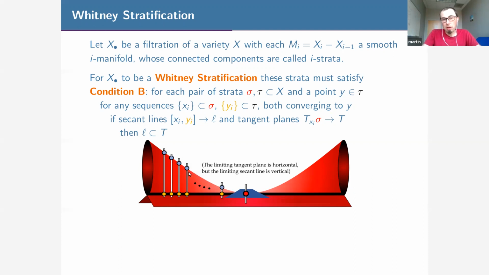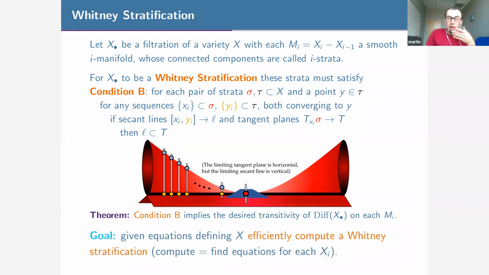In particular, for the blue sequence, the limiting tangent is the XY plane, whereas the secant lines actually give us the Z-axis. So it's not only not contained in the plane, it's actually completely orthogonal to it. Okay, so that in particular means that we would need to move that red point out of the black line when we're doing the stratification, because condition B doesn't hold there.